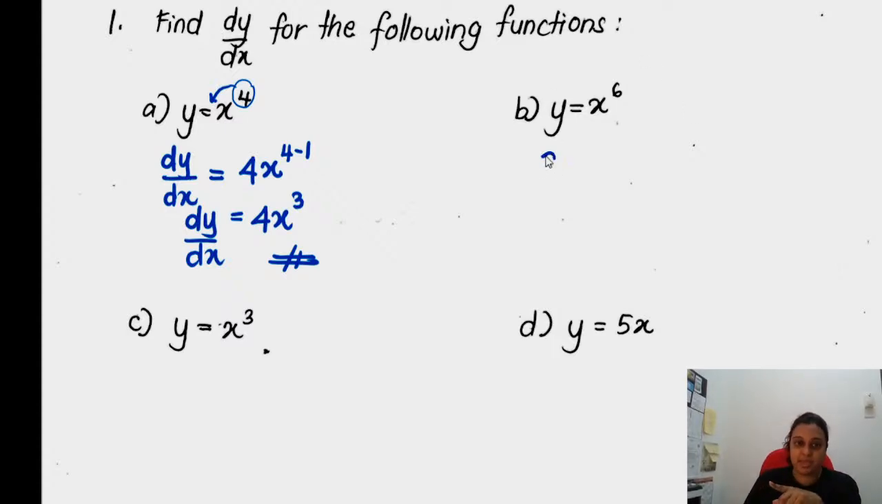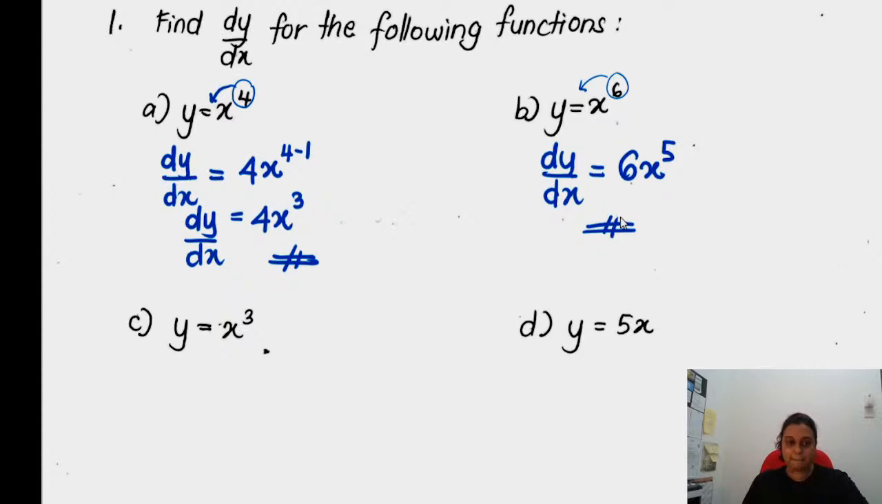Now we do B. dy/dx: we take the power, jump to the front, so you get 6x, and 6 minus 1 gives 5. That's already your answer for the first derivative. I think C and D you all can do, it's very easy. dy/dx: take the power, jump to the front, 3, then the x becomes x power 2.